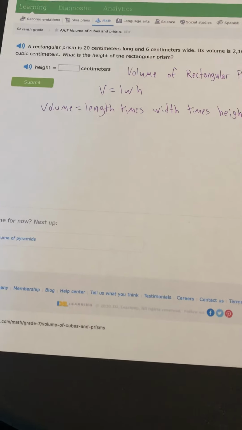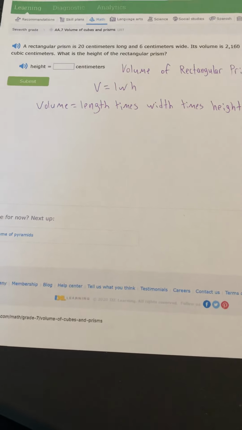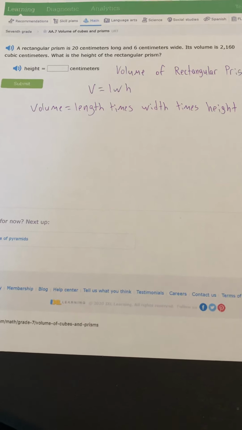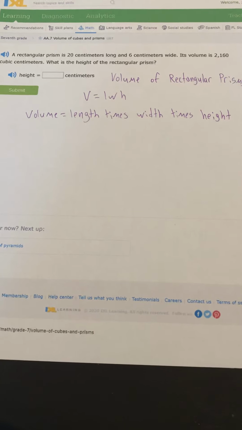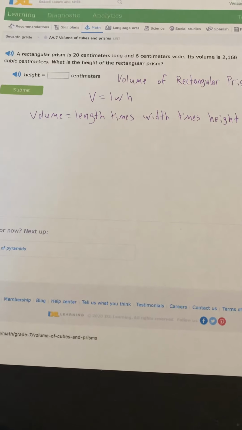All right, volume of cubes and prisms. A rectangular prism is 20 centimeters long and 6 centimeters wide. Its volume is 2,160 cubic centimeters. What is the height of the rectangular prism? So we need to find the height.